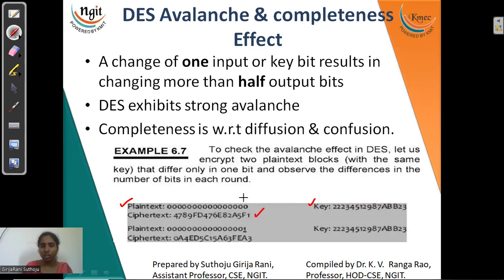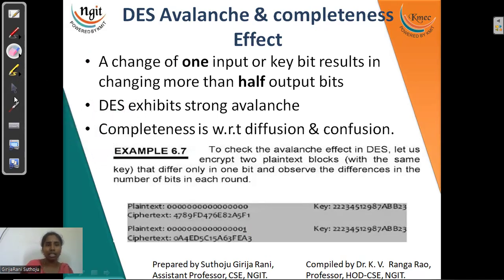Now in the plain text, this bit has been updated to 1. Can you see the second format? The remaining plain text is the same, but the last bit I have changed. The key is the same, the content is the same, only one bit has been updated. See how the ciphertext changed. It is totally different. So the change in one bit results in a change in the output bits. This is nothing but the avalanche effect, and DES gives a strong avalanche. This is the main analysis we have done.